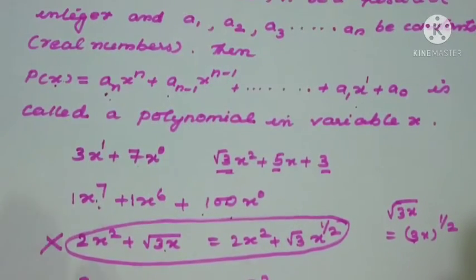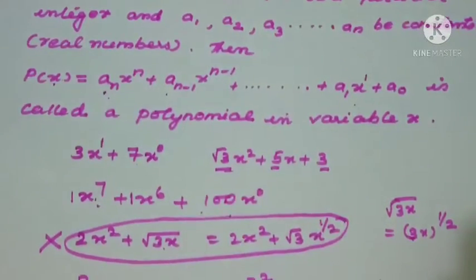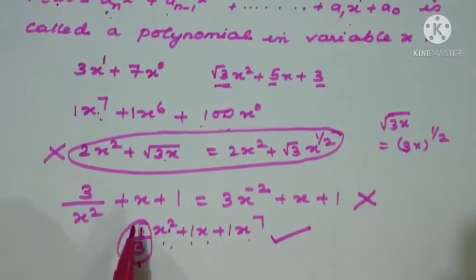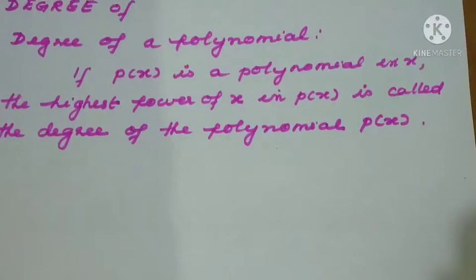So here we got the definition of the polynomial, and we have seen examples for polynomials, and some examples which are not polynomials.